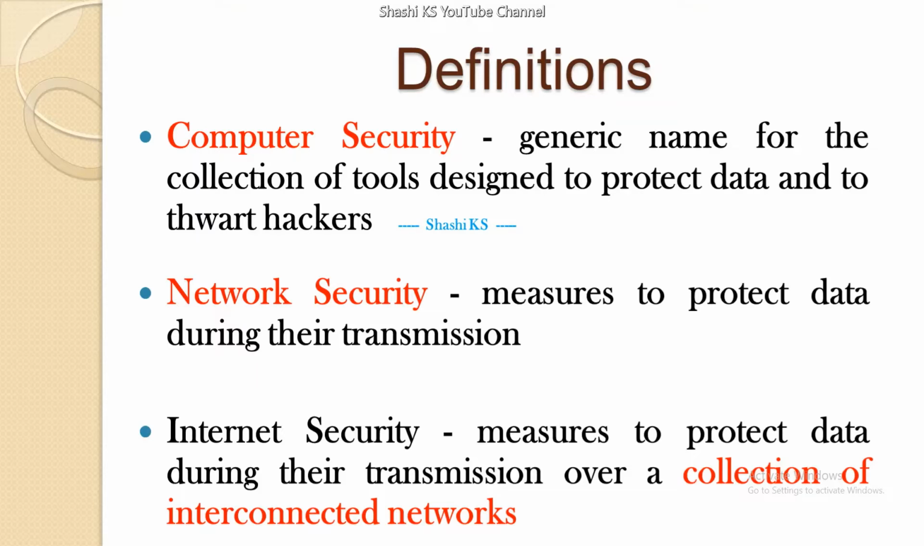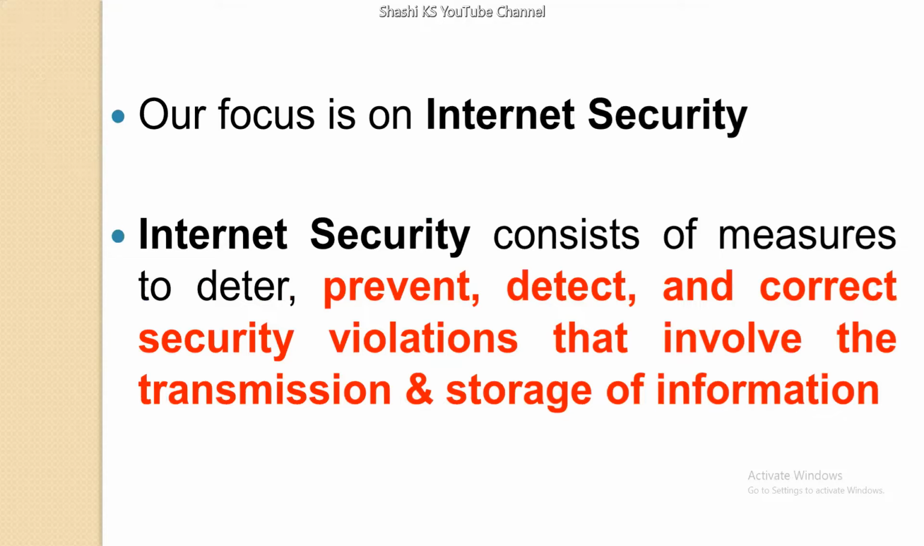And the third one is internet security. These are the measures which we take to protect the data during its transmission over the internet. Now, the definition of the internet is nothing but a collection of interconnected networks. So whatever measures we take to protect the data when it is transmitted over a collection of interconnected networks come under internet security. In this course of cryptography and network security, we are mainly going to focus on internet security. That is, when data is transmitted over a collection of interconnected networks, how are we going to protect the data and prevent hackers?